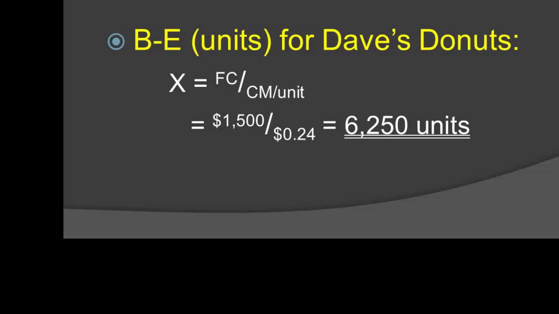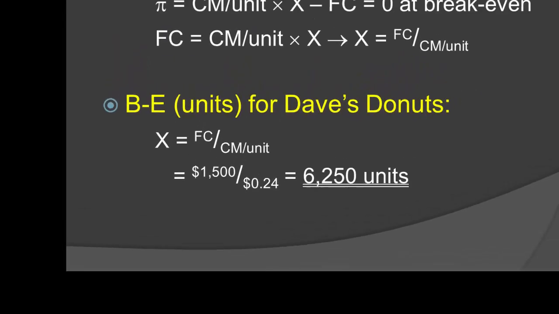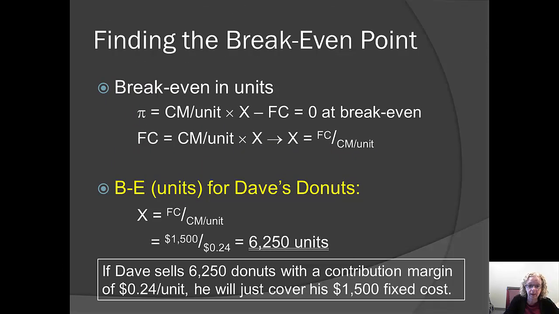If he sold one less donut, he'd be operating at a loss. He wouldn't have enough contribution margin to cover all of his fixed costs. And if he sells one donut more, now he'll have 24 cents of profit. So, if Dave sells this number of donuts and they really have a contribution margin of 24 cents, he'll just cover his fixed costs.